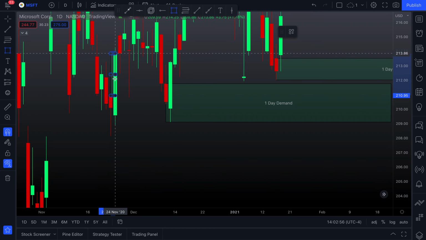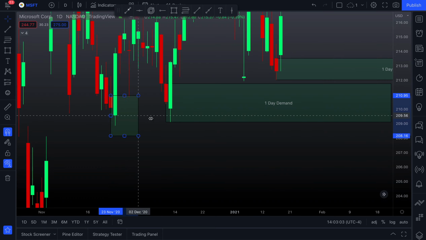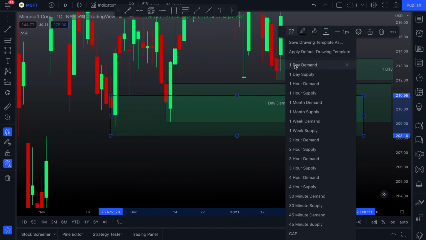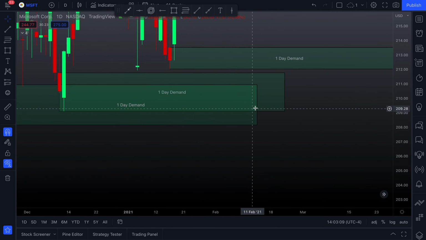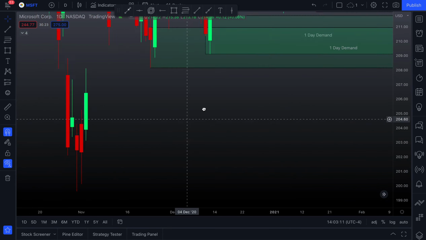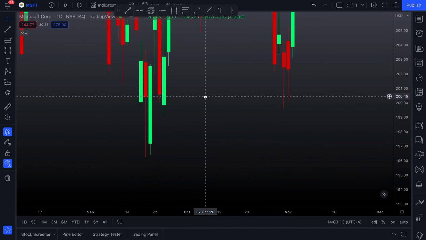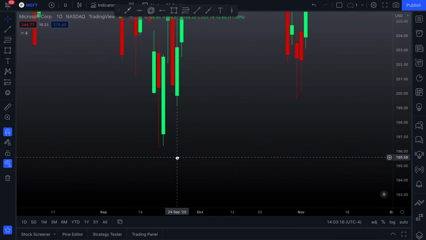So here we go, another engulfing. We go from the open of the red candle down to the low point of the 2. So that would be right here. This becomes a 1 day demand since we're still in the 1 day time frame. See how it bounced there. Keep looking.